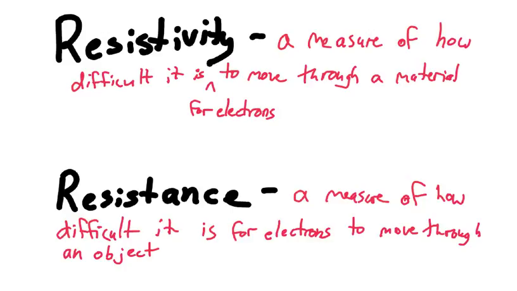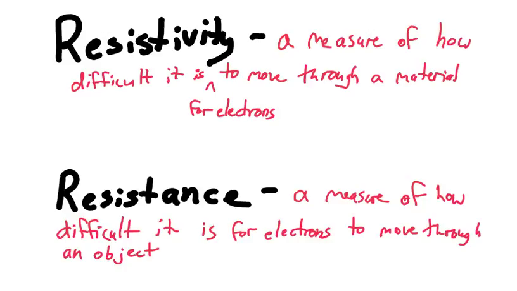Resistivity will refer to a material, like, say, copper. Copper has a very low resistivity, which means if you make some object out of copper, like a wire, then that's going to have electrons flowing through it better than if you made the same object out of something like, say, brass. Brass has a higher value for resistivity.